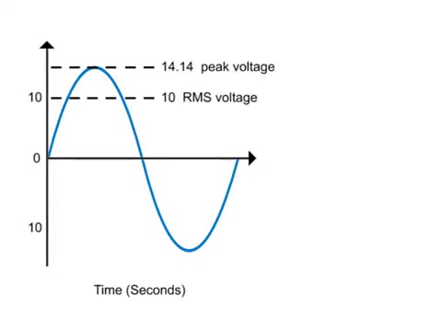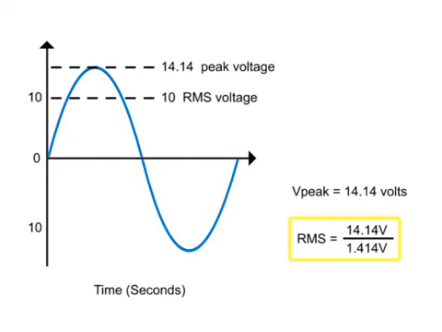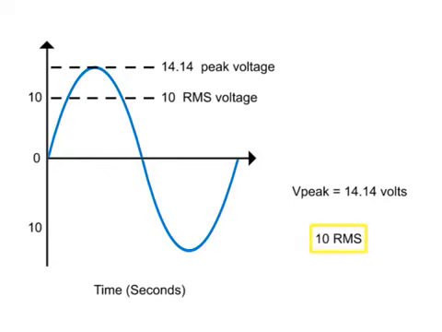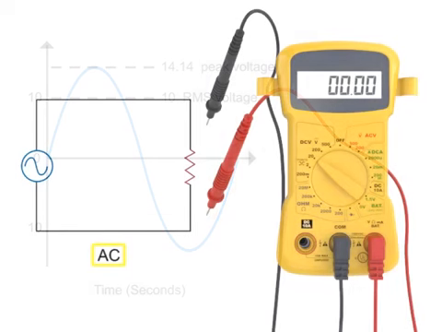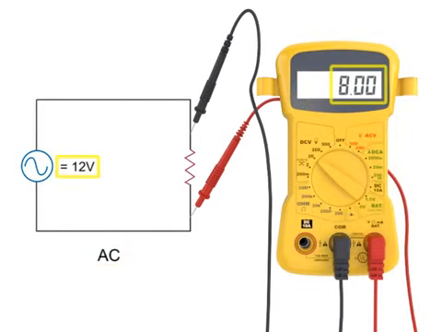Therefore, we can define the AC peak value as 1.414 times 10 volts, or 10 RMS, which equals 14.14 volts. You may also want to determine the RMS by dividing the AC peak value of 14.14 volts by 1.414 to get 10 volts, or 10 RMS. Therefore, an AC voltmeter connected across the resistor in the AC circuit would read 10 volts.